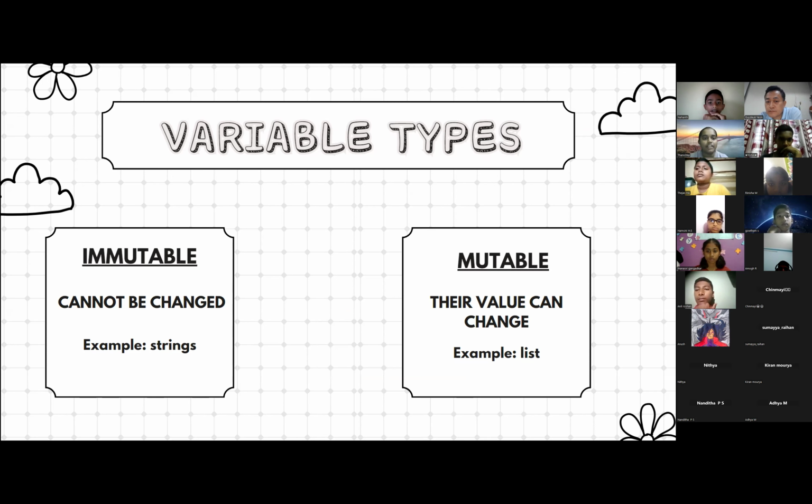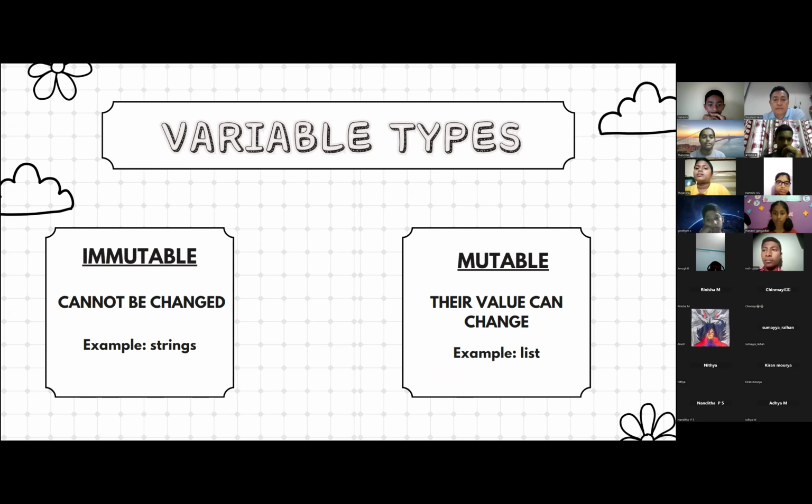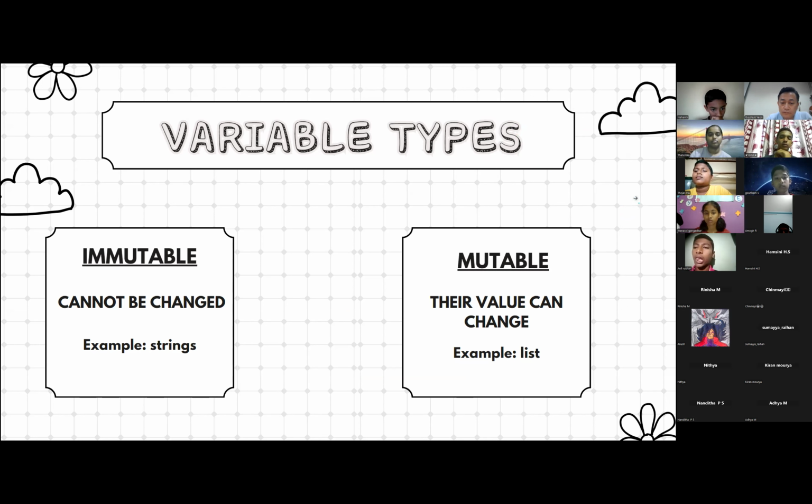Nehan, just a second. For immutable, you use the example of string. Sorry, integers. Integers we cannot change them. Oh, sorry, I think there's a typing error. As I said, immutable cannot be changed. We can also use integers. And mutable, their value can be changed. An example is list. So we are going to the next slide. If anybody has a doubt? For immutable, the examples are string and integer. Yes, and for mutable, list. Okay.